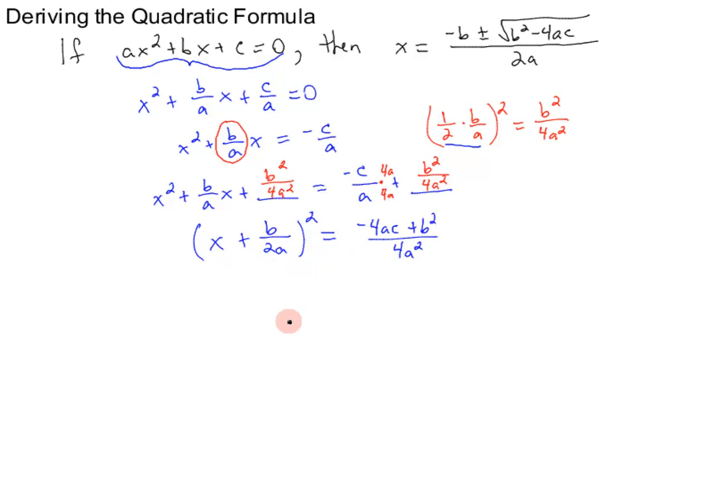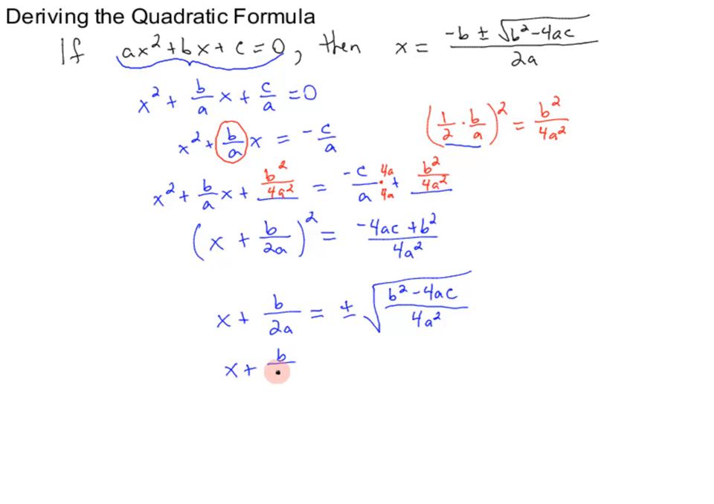Now that I've completed the square, I need to take the square root of both sides. So I've got x plus b over 2a equals plus or minus the square root of the entire fraction. I'm going to rewrite my numerator as b squared minus 4ac just to make it match what we have up here. And then my denominator is 4a squared. Make sure the square root's over the whole thing.